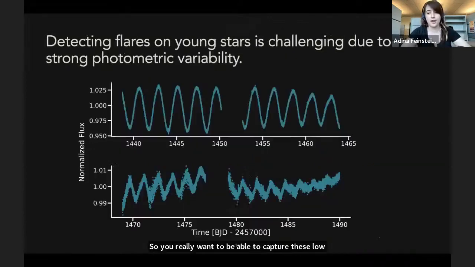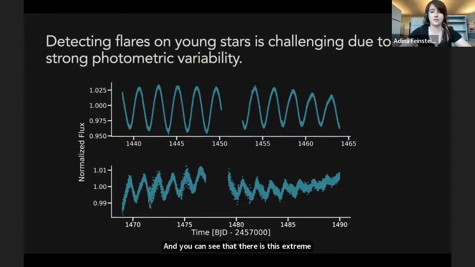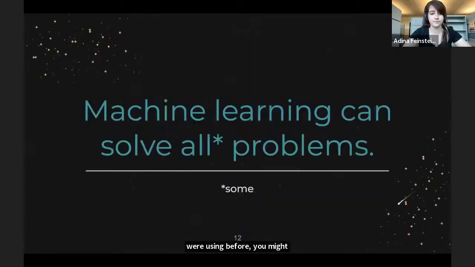Now, this is a really well-behaved star. Young stars don't look anything like that. They look something more like this. So here's an example of a 35 million year old star on the top and a 42 million year old star on the bottom. And you can see that there is this extreme photometric variability due to star spots rotating in and out of our line of sight. And if I were to highlight what a flare on these stars looks like, here are just two flares that occur. So you can really see that with the kinds of methods that we were using before, you might detrend away your flares, you might miss your flares entirely. And so we needed to come up with a new method to actually find them.